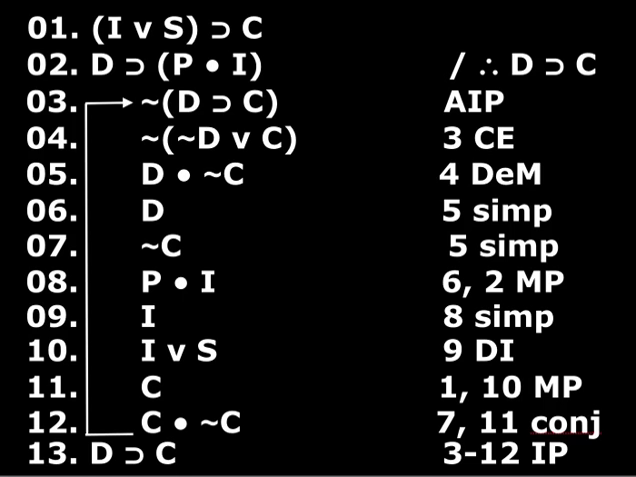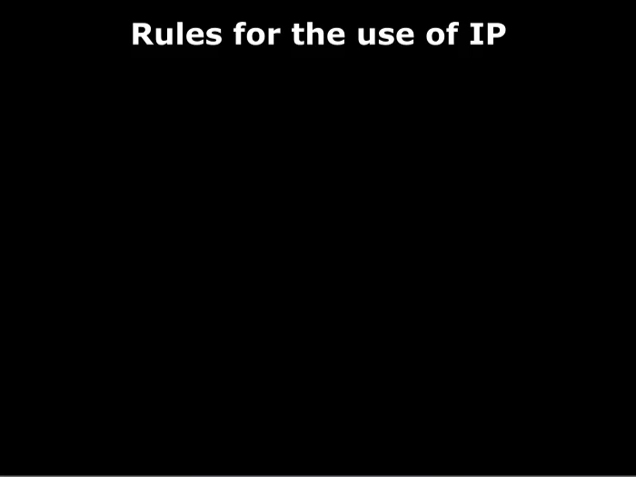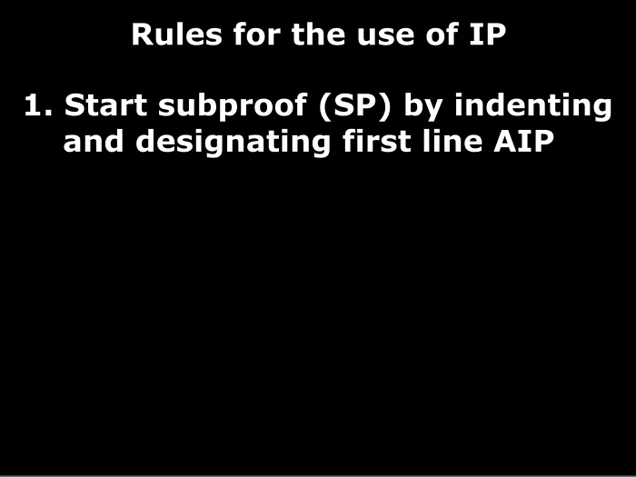Okay. Now, as with conditional proof, there's rules for using indirect proof, and I want to talk about those right now. So, first one, you start the subproof by indenting and designating the first line AIP. So it's just like conditional proof. The only difference is that instead of ACP, it's AIP, assumption for indirect proof. But you do the same thing with conditional proof.